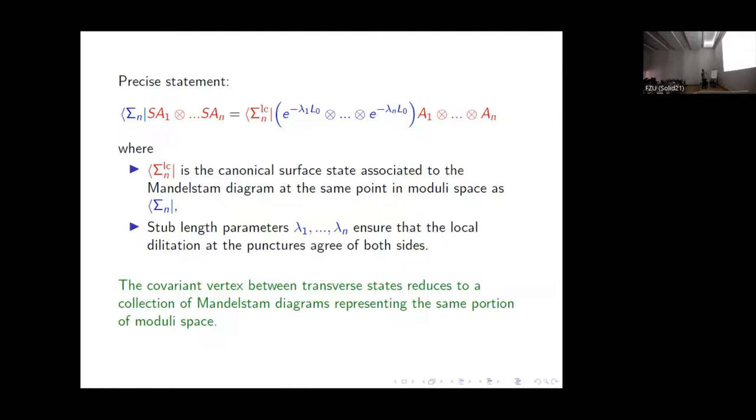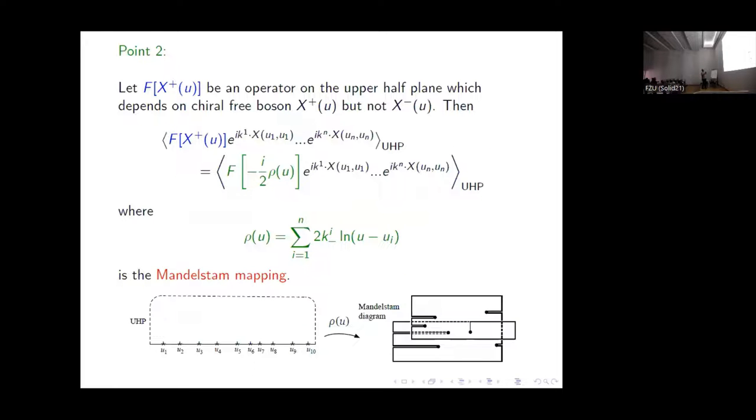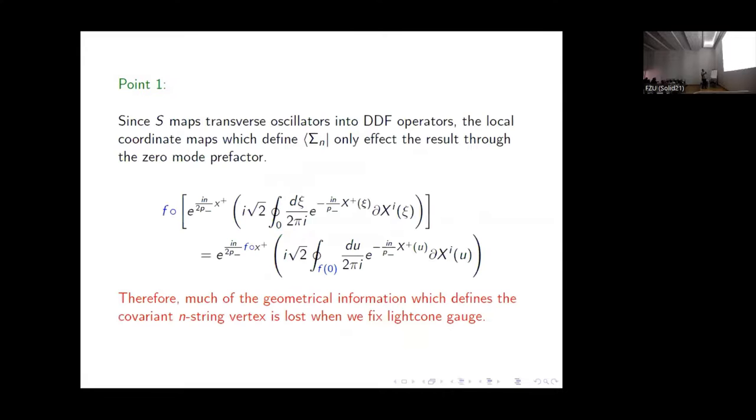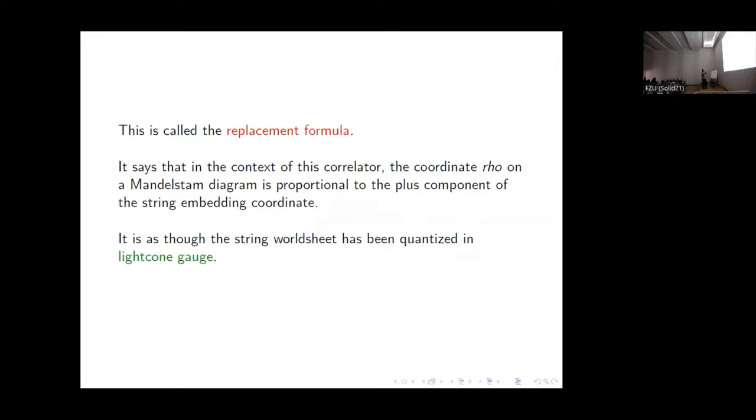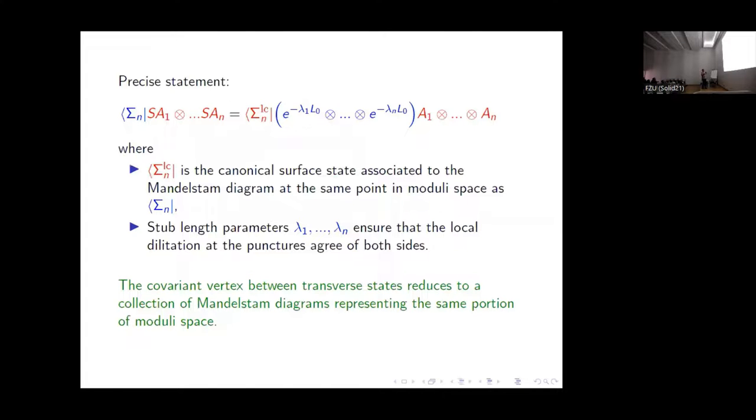And again, these stubs arise from the conformal transformation of the zero mode prefactor, which was here. So that zero mode prefactor ends up determining the length of these stubs attached to the light cone vertex. And these lengths are determined again by the requirement that the local dilatation at the punctures is the same on the left and right hand side of this equation. Okay.